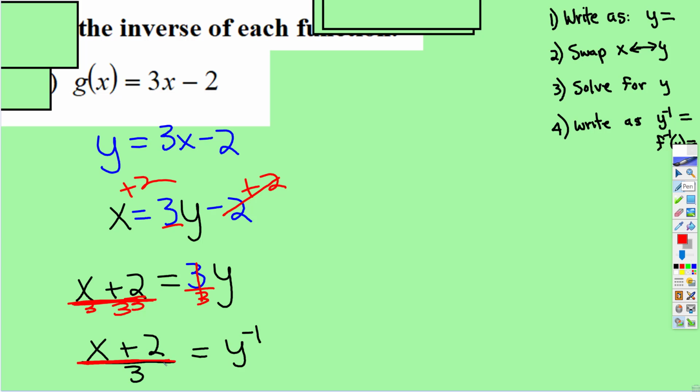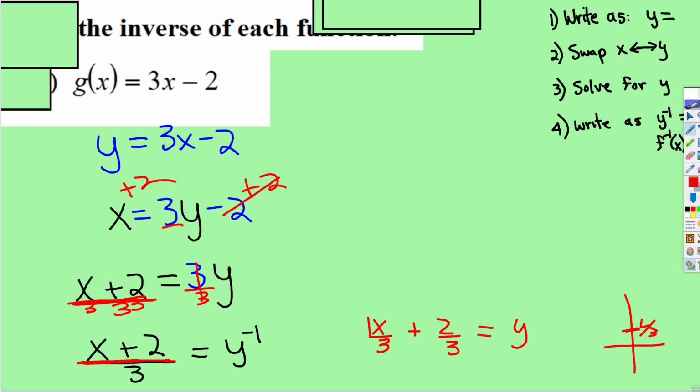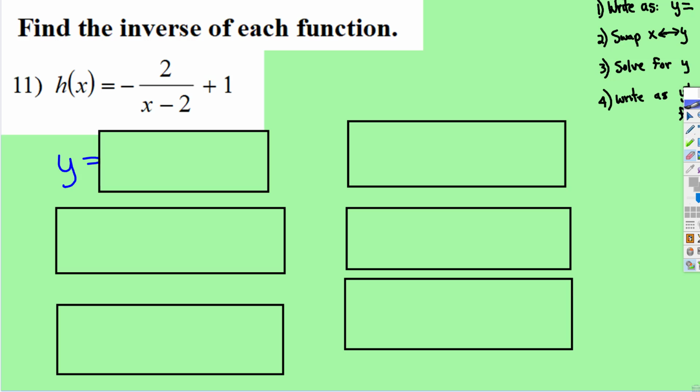If you had to graph this, if your teacher wanted you graphing this as well, it probably would be easier to put x over 3, which means 1/3 x, plus 2/3 is equal to y, because now you know, oh, if you're to graph that, you're going to start up here at 2/3, and you're going to go up 1 over 3, and you know the graph will end up looking about like that. All right, let's do one more.